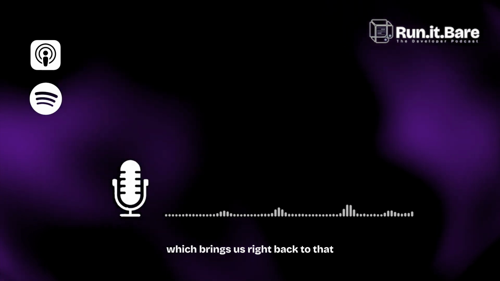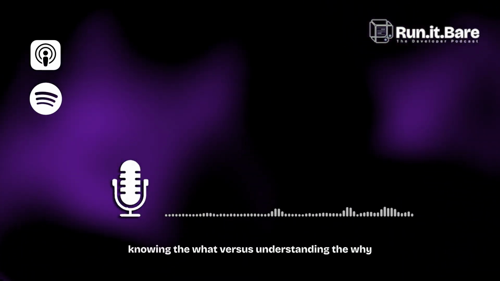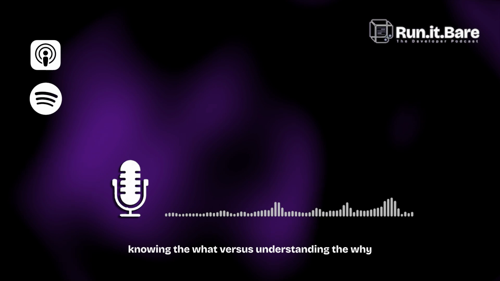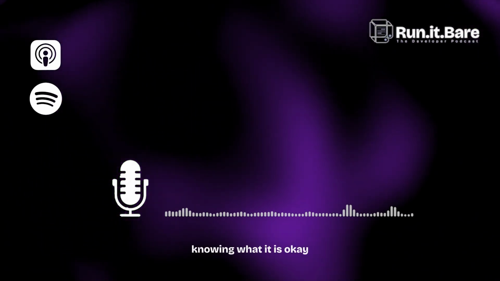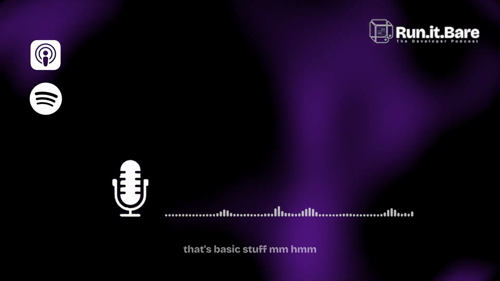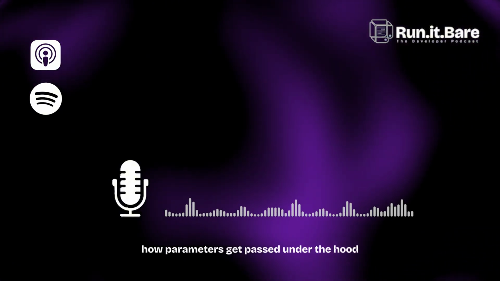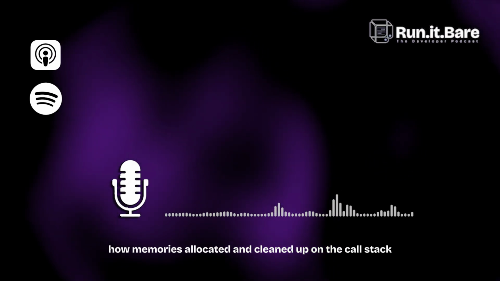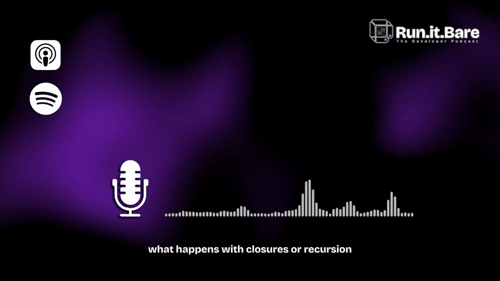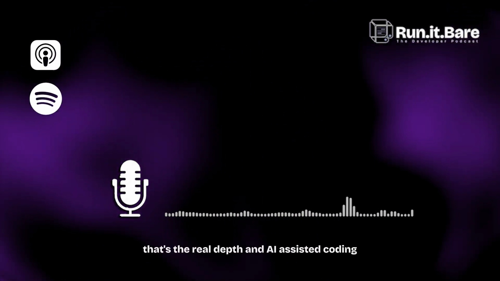Which brings us right back to that fundamental distinction. Knowing the what versus understanding the why. Mm-hmm. Take a simple function, right? Knowing what it is, okay, it's a block of code you can reuse, that's basic stuff. But understanding why it works the way it does. How parameters get passed under the hood, how memory is allocated and cleaned up on the call stack, what happens with closures or recursion, that's the real depth.